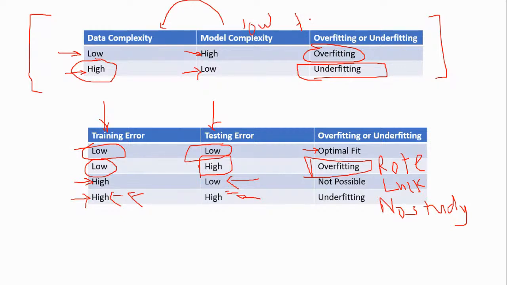So we have to start from low and we have to experiment and we have to go until we go to the higher complexity model, and we want to stop at a place where training error is also low and testing error is also low. That is how we find optimal fit. This is what it means to do machine learning experimentation.